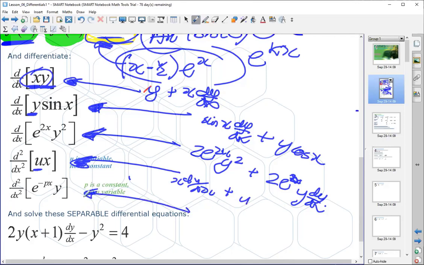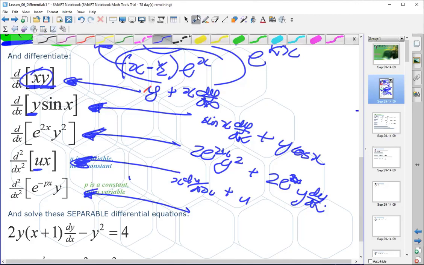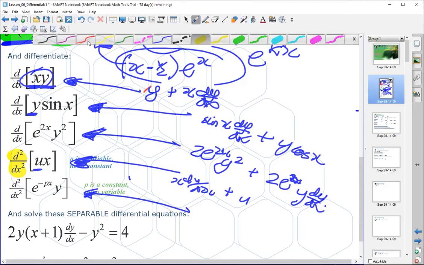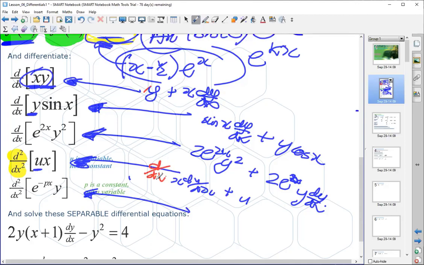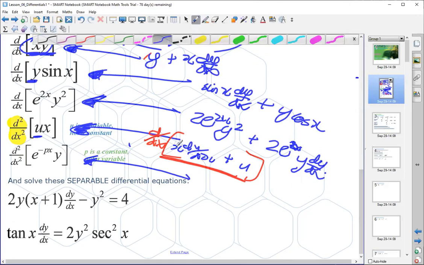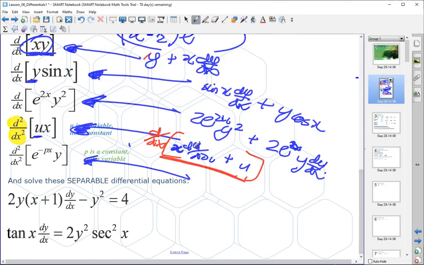Oh, hold on, I didn't spot that. It says d2 by dx squared of ux. So they need us to differentiate it twice. We've only differentiated it once. Never mind, we're just going to have to differentiate it again. d by dx of that. So let me just rewrite that a bit neater: x du by dx plus u.